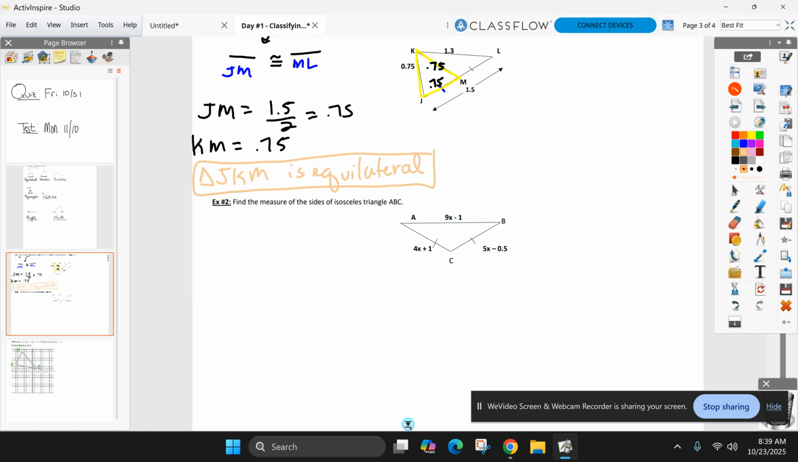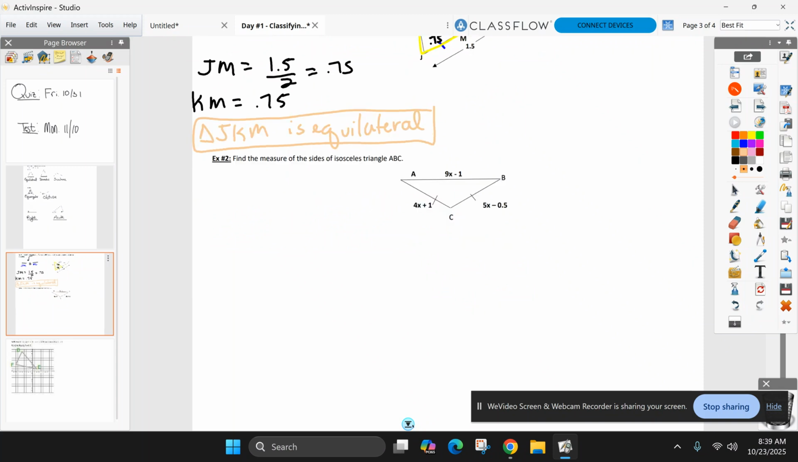Questions on how we got there? Got to know something about all three sides before you determine the name. Ready for number 2? Okay, on number 2, I'm going to tell you it's isosceles. I'm telling you where the two congruent sides are by the hash marks. I want you to find all three side lengths now. All three side lengths. I did this on purpose.